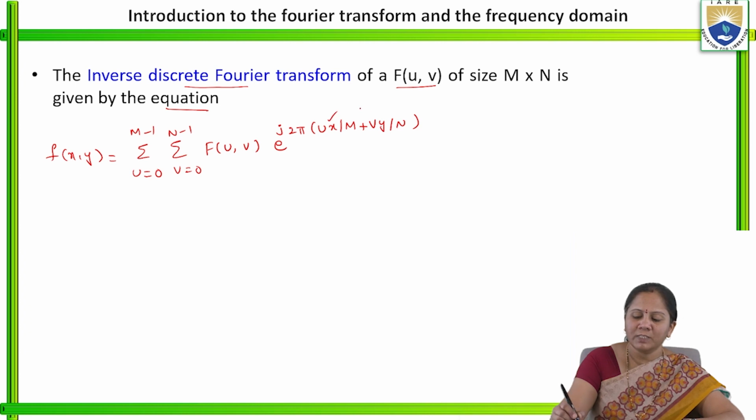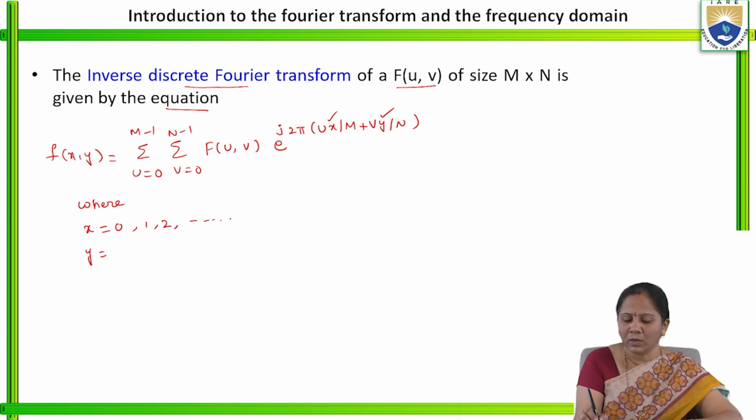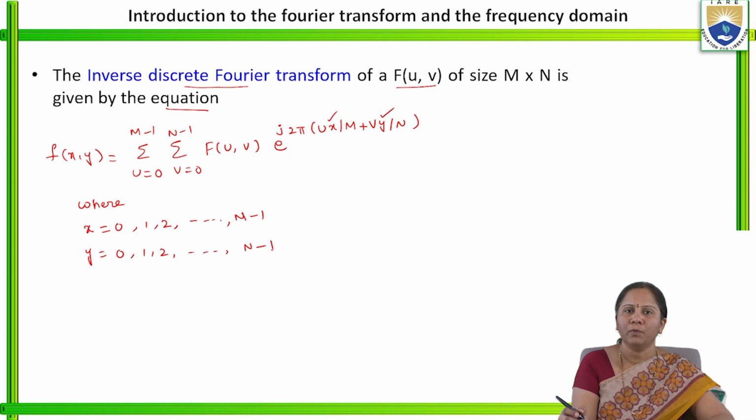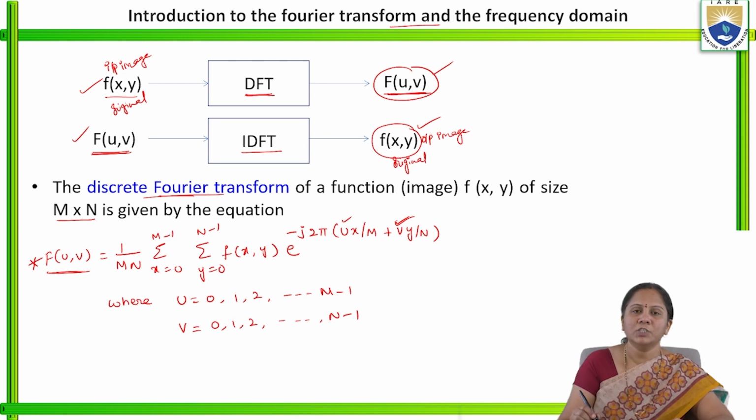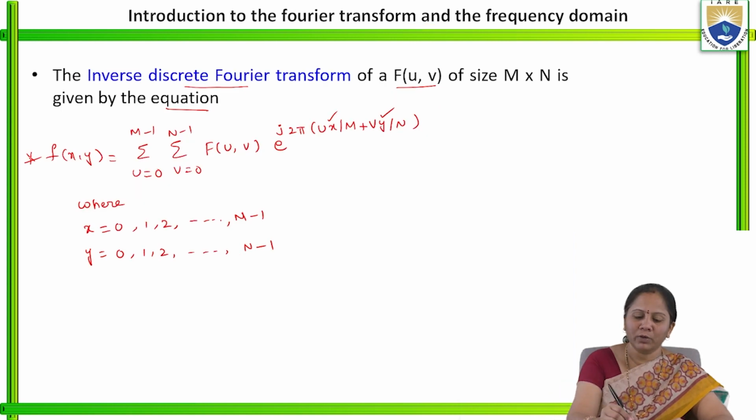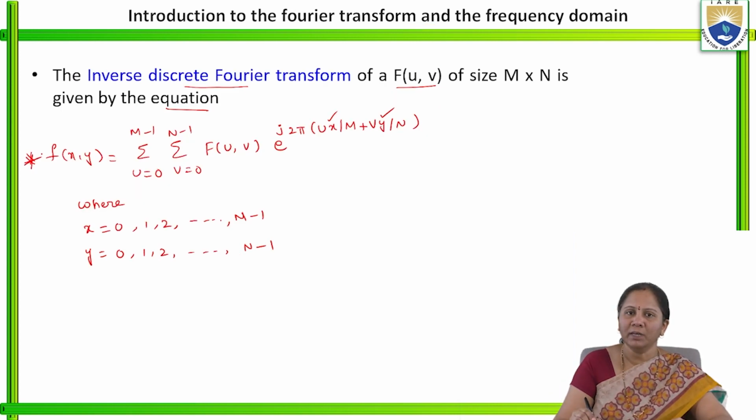Okay. So here we can observe x and y. So what do x and y mean? The values of x will range over 0, 1, 2, and so on up to m minus 1, and y is equal to 0, 1, 2, and so on up to n minus 1. These are the two important functions: after performing DFT we get f of u comma v, and after performing IDFT we get the next important equation, which is f of x comma y.